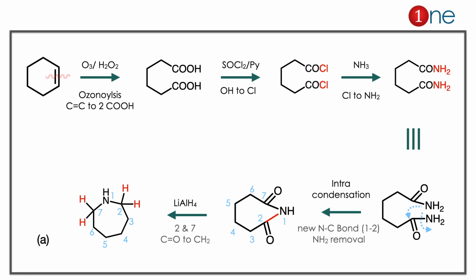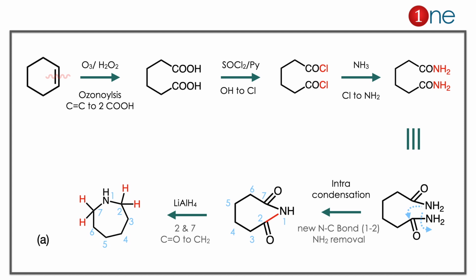In the starting material you have an alkene, and you have to open the ring. So you are using ozonolysis. Ozone and hydrogen peroxide: what it will do is the C=C double bond becomes 2 COOH groups. So the C=C becomes COOH, and you have a dicarboxylic acid. Next step you are using SOCl2 in pyridine. SOCl2 is the chlorinating agent, so it converts COOH into COCl.